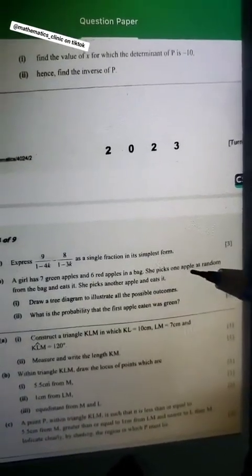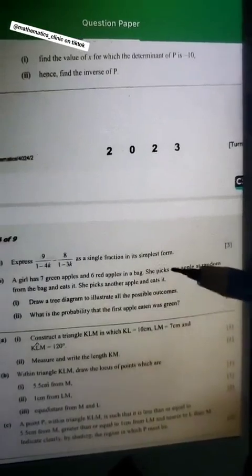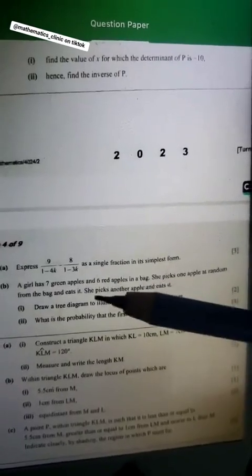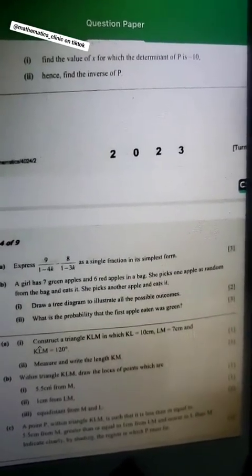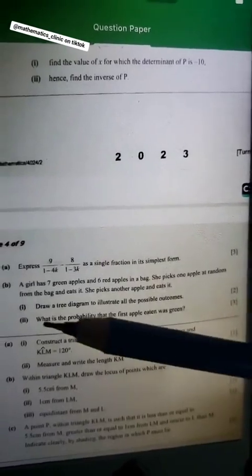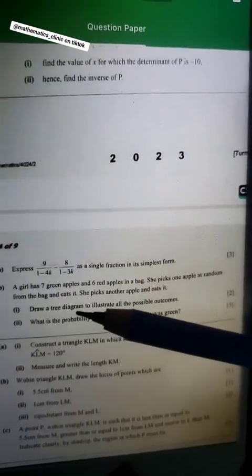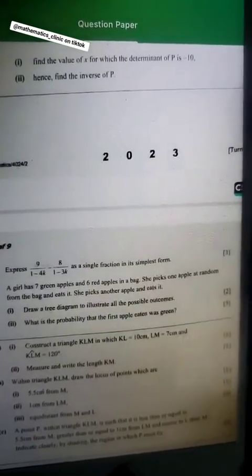So she picked one apple at random from the bag. At random means we don't know which color of apple she got, but she got one apple and ate it. Okay? Then she picked another apple and ate it. Draw a tree diagram to illustrate all possible outcomes.